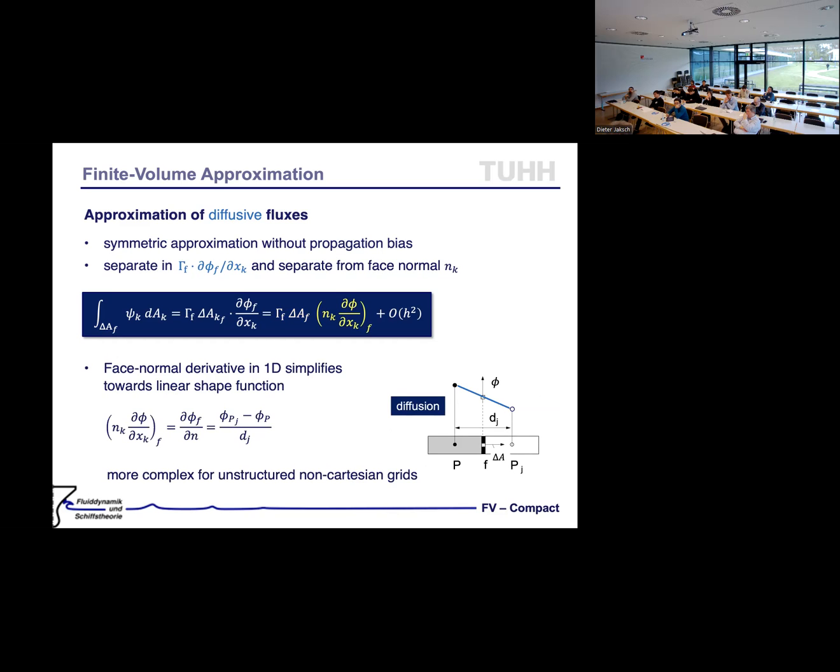Yeah, so this is very simple. You have a normal vector times the gradient, which is d phi by dn, which in 1D is simple. It's actually phi left minus phi right divided by the distance in 1D. The thing gets a bit tricky if you're looking at, but we will not be able to do it now.